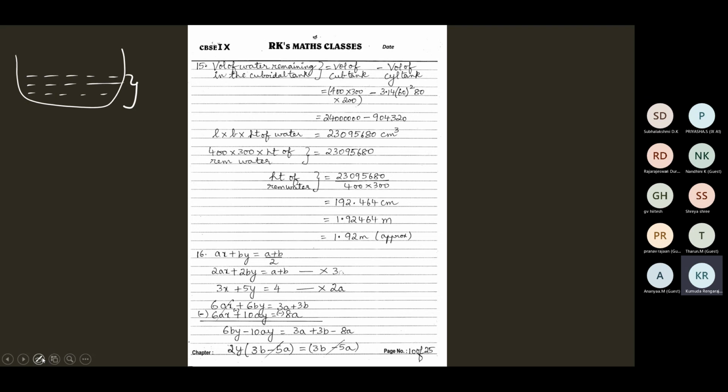Volume of water remaining in the cuboidal tank will be length of the water into breadth of the water into height of the water, which is nothing but this. Length of the water, 400, same as the tank, breadth of the tank, breadth of the water, into height of the remaining water. That's what you will use, because this is the remaining volume. So this is the height of the remaining water, whatever water is there in the tank. So height of the water will be equal to this division.